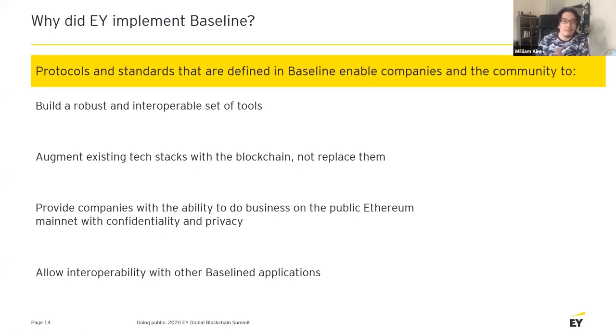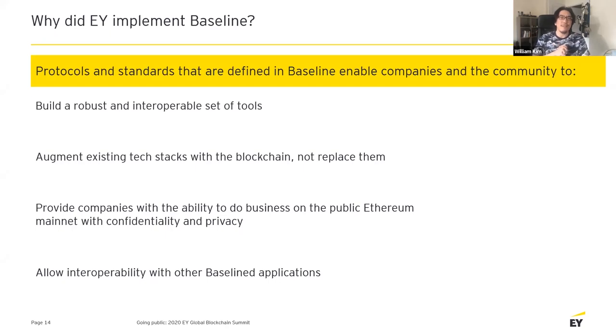But with Baseline, we can leverage the advantages that blockchain provides by letting the blockchain layer sit on top of the tech stack rather than replace it entirely. Baseline also integrates zero-knowledge proofs, which let companies conduct business on the public Ethereum mainnet, which is something that we at EY identify as a major priority for blockchain development. And in order to make our mainnet vision come true, we need to allow interoperability with other baselined applications, because what's the point of being on a network if you can't talk to anybody else?